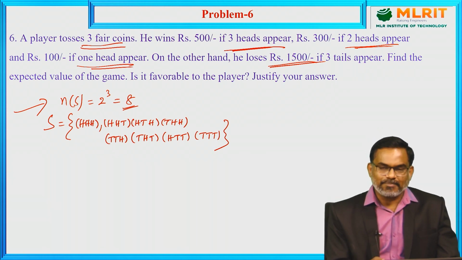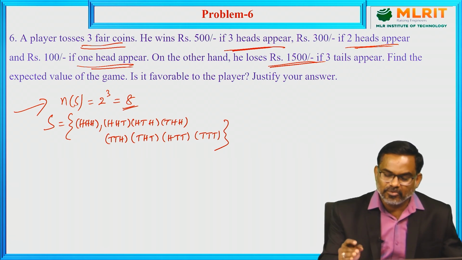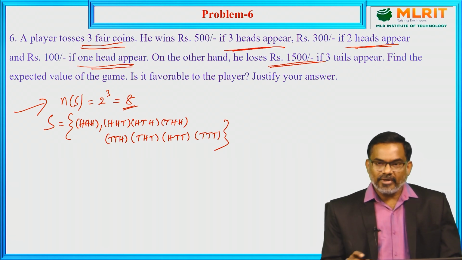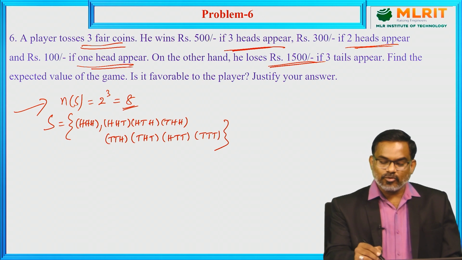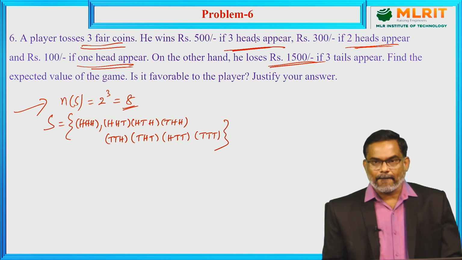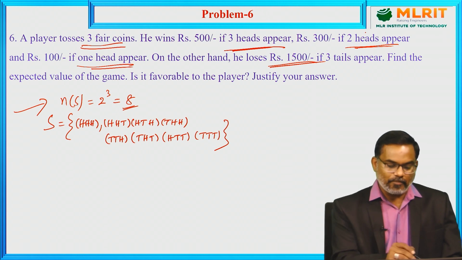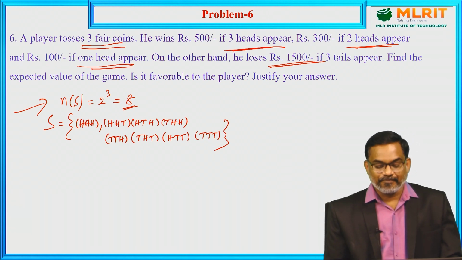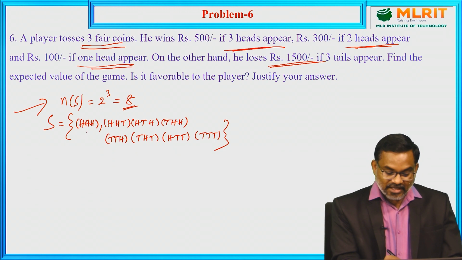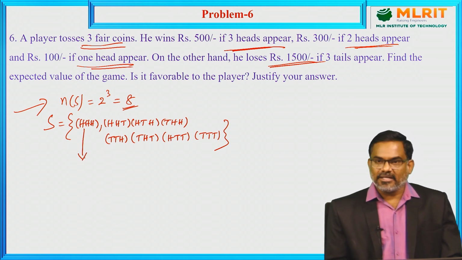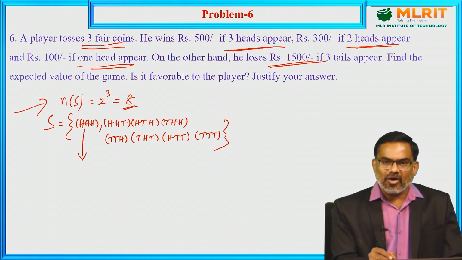Now, this experiment is connected to the game. How is it connected? The player wins rupees 500 if 3 heads appear, rupees 300 if 2 heads appear, and rupees 100 if 1 head appears. So, the result here is connected with the amount. So, I can assign numerical values, since these outcomes are non-numerical values.